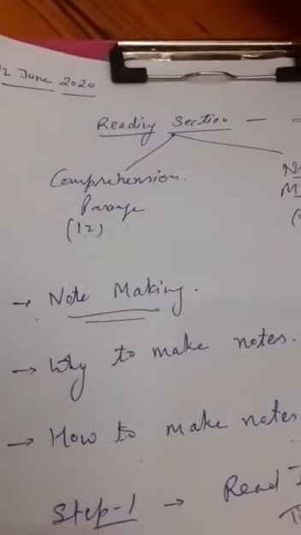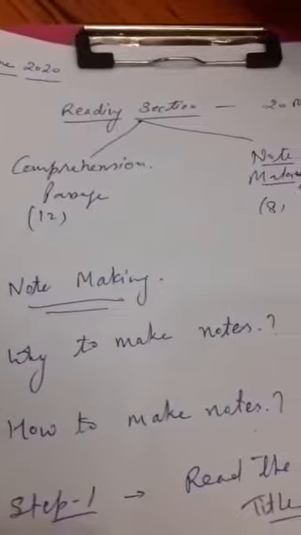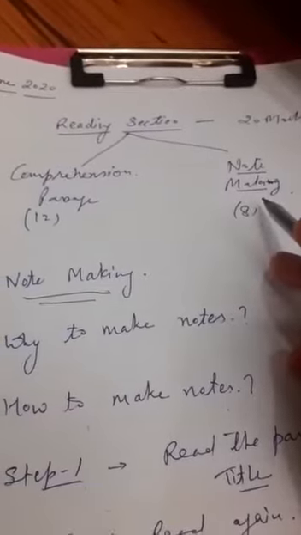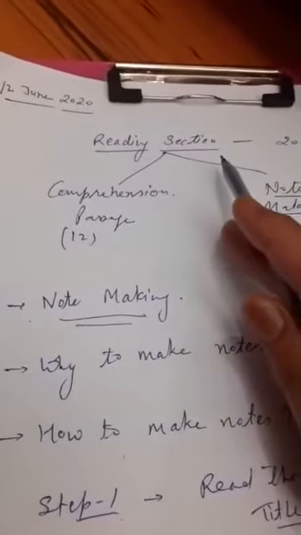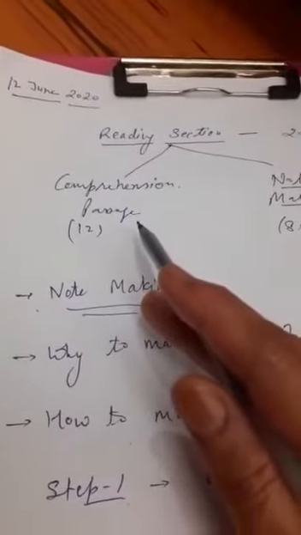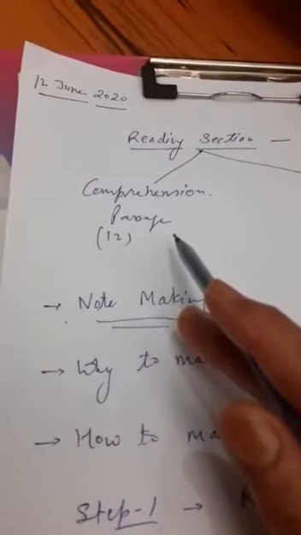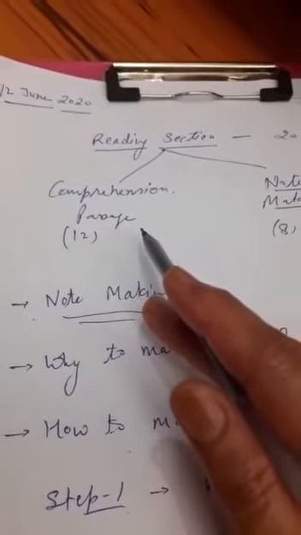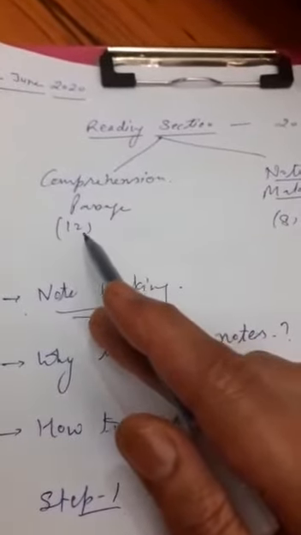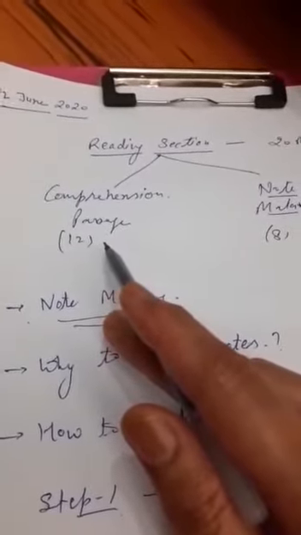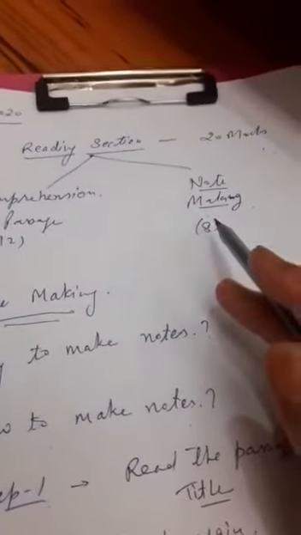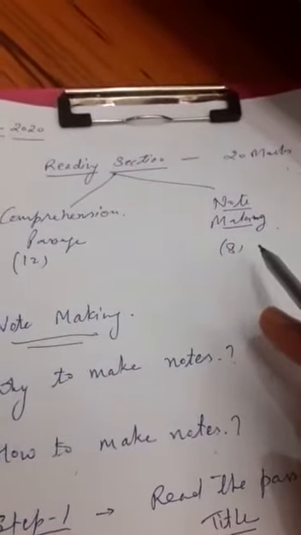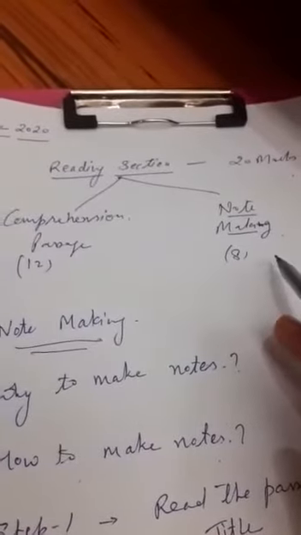Dear students, today we are going to start a new topic of your class, and this topic is note making. In your reading section, till class 10 you have got comprehension passages, and you find the answers from the passage. That's all. But in class 11, there are two types of questions in your reading section. One is a comprehension passage for 12 marks, as you have already done till class 10. But the next question is of note making, and you will get this question for 8 marks. And the question is in the form, read the passage and make notes.